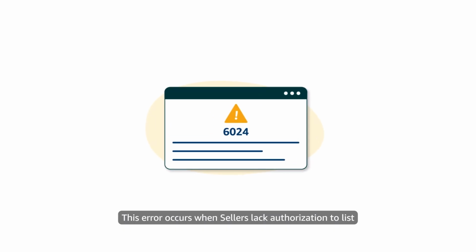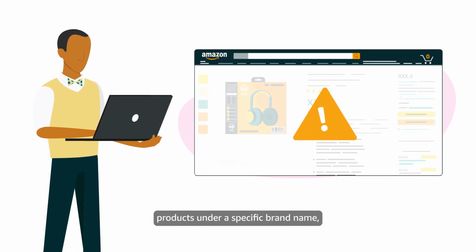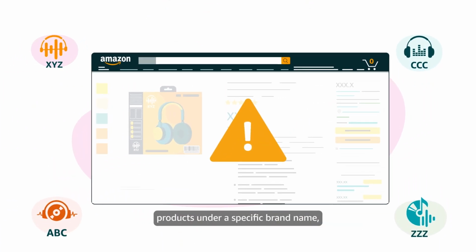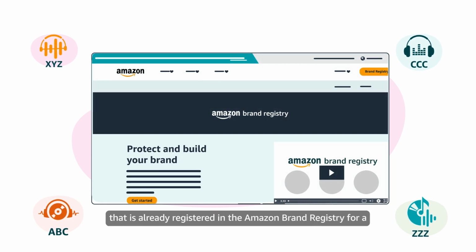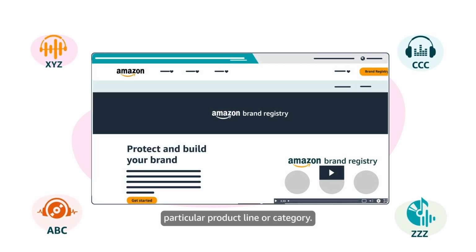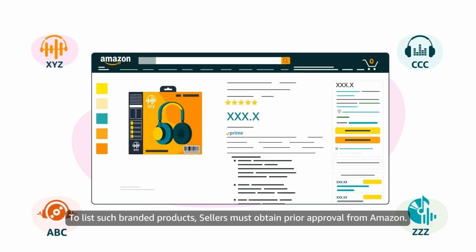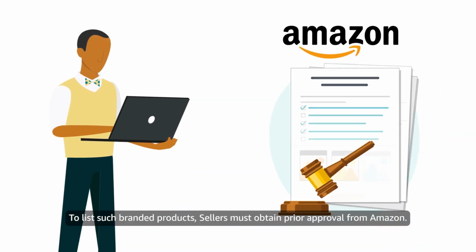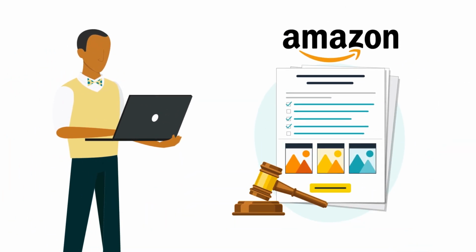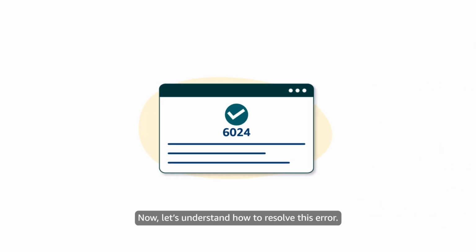This error occurs when sellers lack authorization to list products under a specific brand name that is already registered in the Amazon brand registry for a particular product line or category. To list such branded products, sellers must obtain prior approval from Amazon. Now, let's understand how to resolve this error.